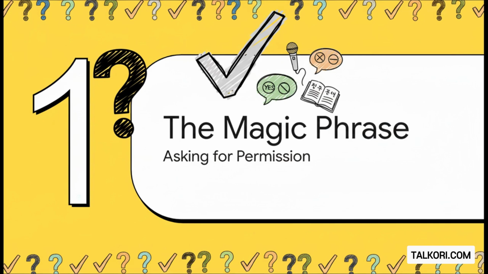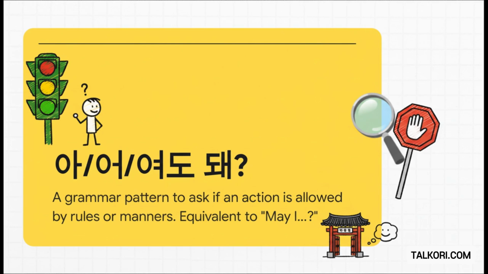I want you to think of this grammar pattern as your own personal universal key for being polite. It's your absolute go-to for checking if something is okay or allowed. The core of it all is this, 여도 돼. Now, the most important thing to get here is that this is specifically about permission. It's asking, is this allowed or is this okay according to the rules? It has nothing to do with whether you have the skill to do something, and that's a huge difference we're going to talk more about in a bit.